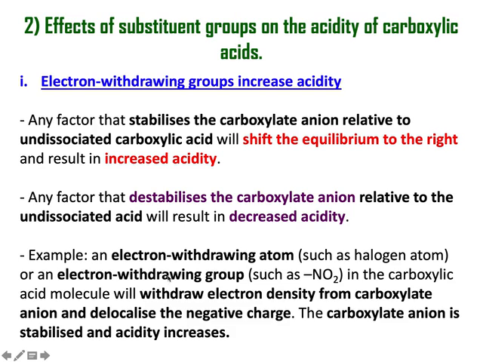Because of the electron withdrawing atom, okay, means that because of halogen atoms or electron withdrawing group such as nitro, the group will withdraw electron density from the carboxylate anion and delocalize the negative charge, so the carboxylate anion is stabilized and more acidic. Okay, when the carboxylate anion is more stable, the acidity increases.